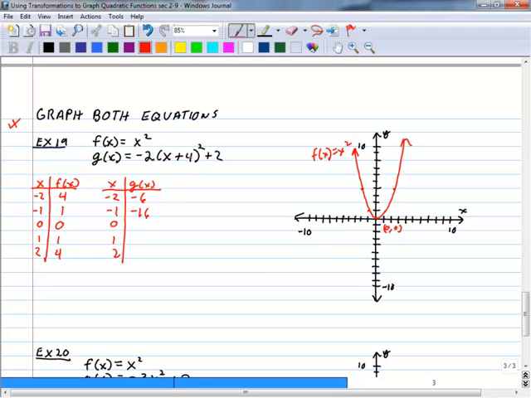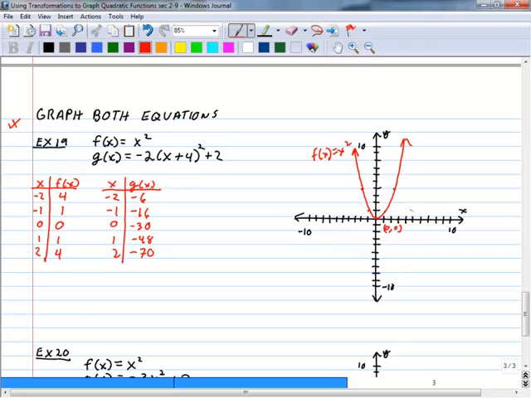Plug in 0, I get 4. 4 squared is 16, times -2 is -32, plus 2 is -30. If I plug in 1, I get 5 squared, which is 25, times -2, which is -50, plus 2 is -48. I plug in 2, I get 6. 6 times 6 is 36, times the -2 is -72, plus 2 is -70. If you compare what we have here in f of x and g of x, I can't plot this particular graph with the points I have on the Cartesian plane I have. So I've got to pick different points.